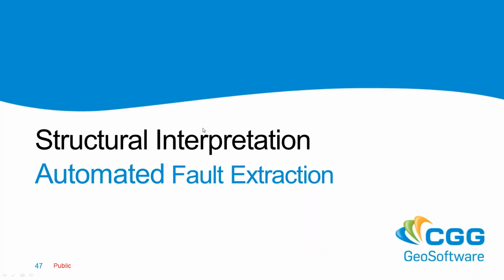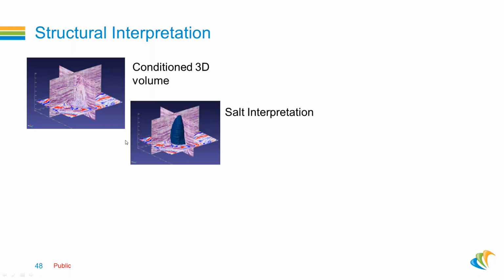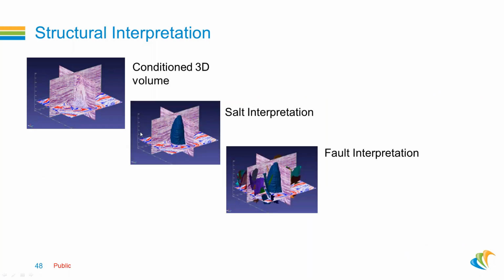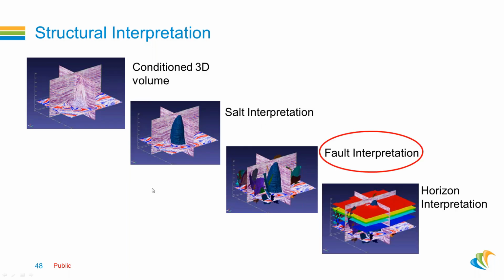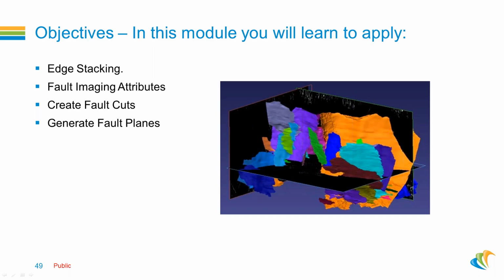After the salt interpretation, let's go and do the next part, which is the fault extraction. The structural interpretation uses exactly the same focus, but now that we did the salt interpretation, we are going to do the fault interpretation next. What we are doing in the next part is just calculating the edge stack, applying some fault imaging attributes, creating the fault cuts, and generating the fault planes. And this is an example of what we have at the end.